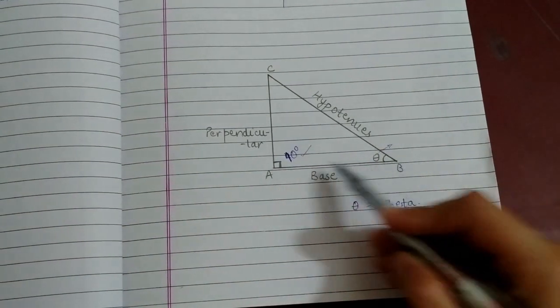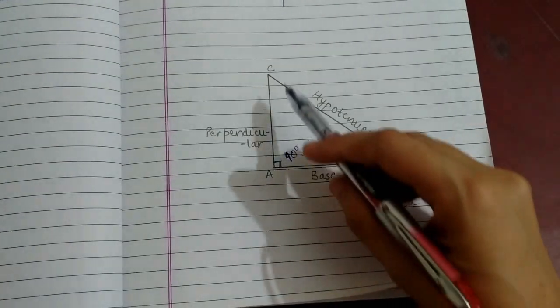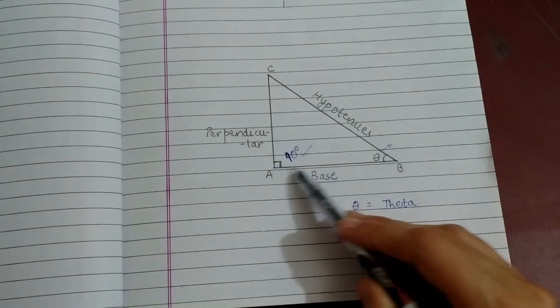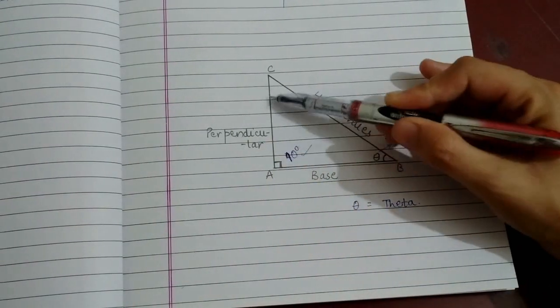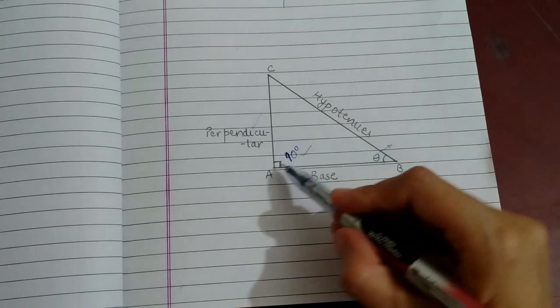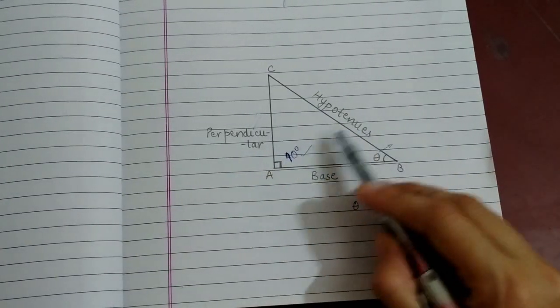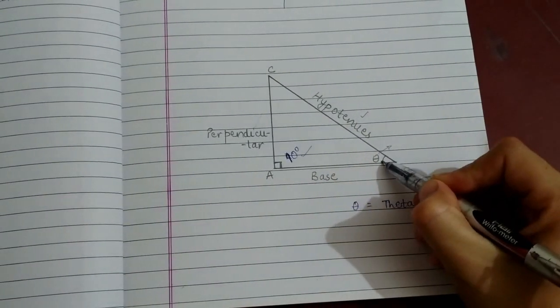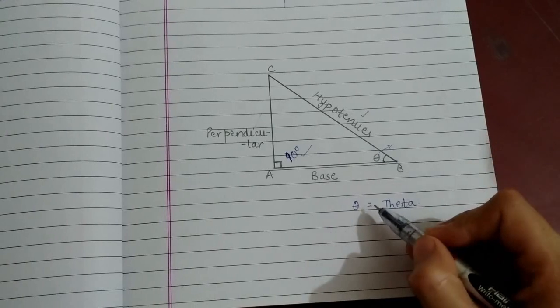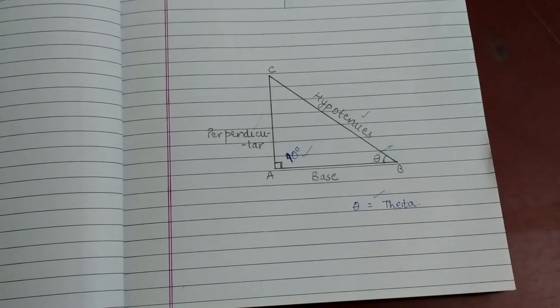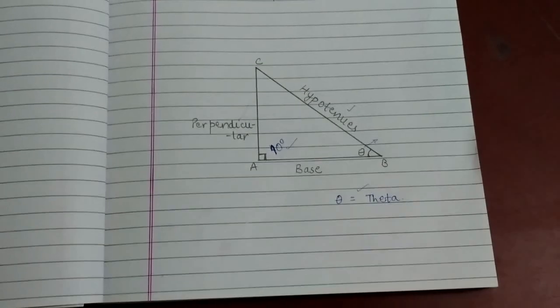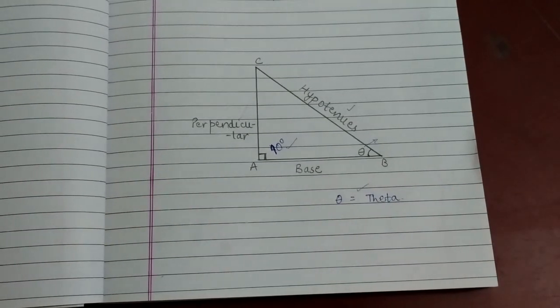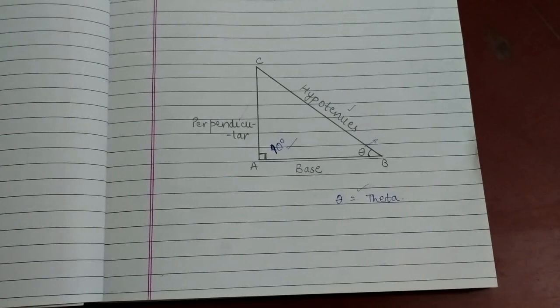This line is known as the base, because the triangle is standing on this line. This line, which is normal to the base, is known as perpendicular, and the side which is opposite to the perpendicular line is known as hypotenuse. And this is a new thing for you. This is called theta. Theta is generally an angle. We can write x degree, y degree or z degree, but generally in trigonometry or in mathematics we take the angle as theta. Keeping this right angle triangle in mind, we will proceed further.